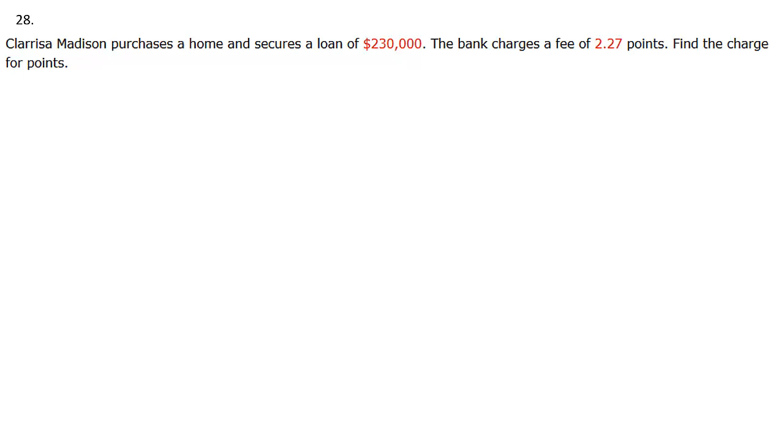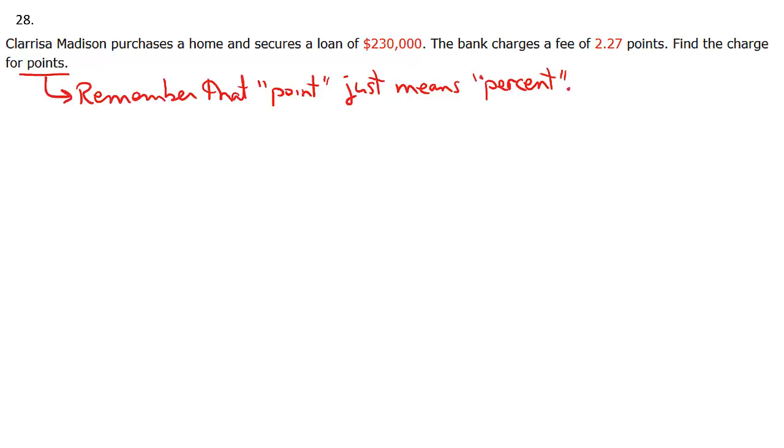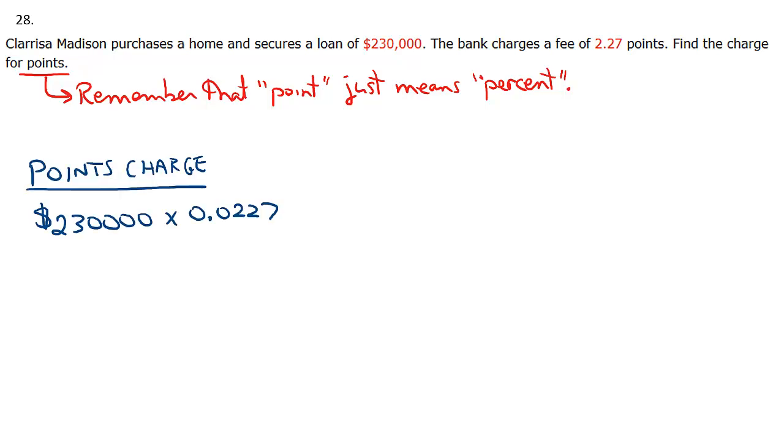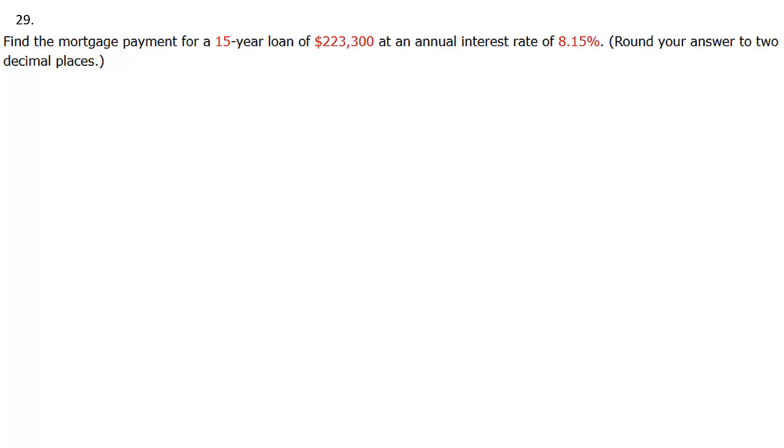Number 28. Clarissa Madison purchases a home and secures a loan of $230,000. The bank charges a fee of 2.27 points. Find the charge for points. Remember, point just means percent. Coupon means percent. Point means percent. The points charged then is 2.27%. As a decimal is 0.0227. Multiply that by the loan amount, which is $230,000, and you end up with $5,221 in points.